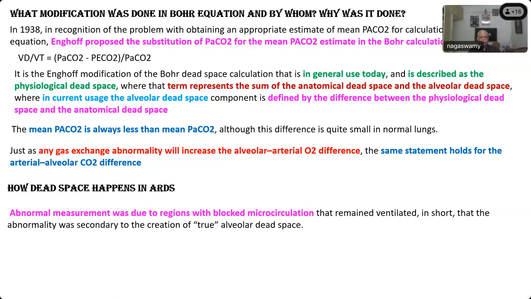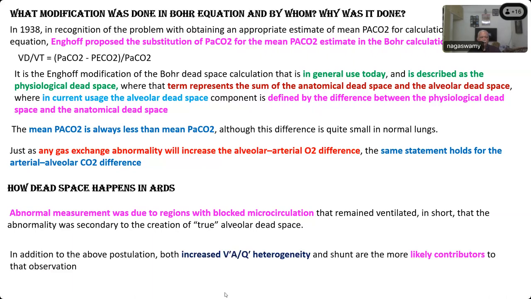The abnormal measurement was due to regions with blocked microcirculation that remained ventilated. So the alveoli are ventilated, but the capillary perfusion is not there. That is secondary to creation of alveolar dead space, in addition to increased alveolar ventilation-perfusion heterogeneity, which is more likely to contribute to this.